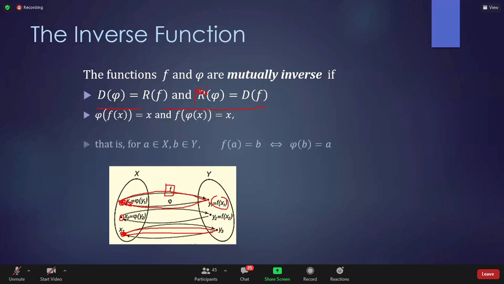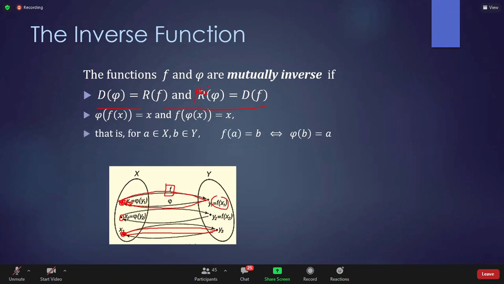That is, f of a is b and phi of b is a if we have a from the x set and b from the y set. The set x serves as domain for the f function and range for the phi function, and the set y serves as the domain for the phi function and the range for the f function.